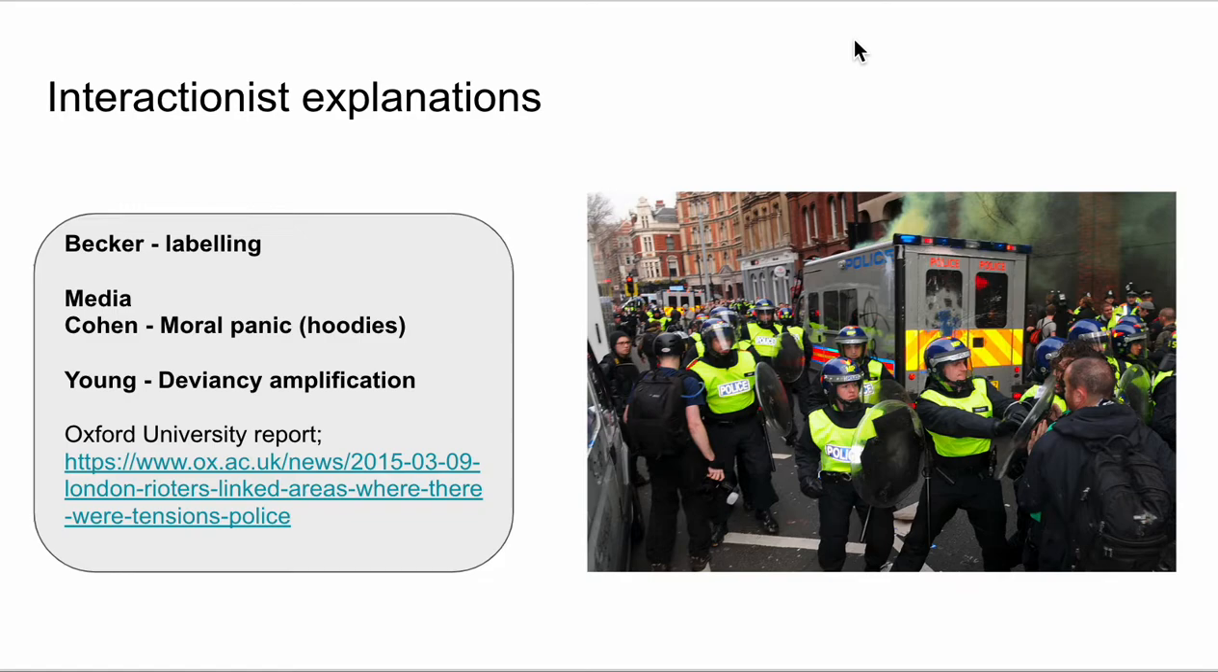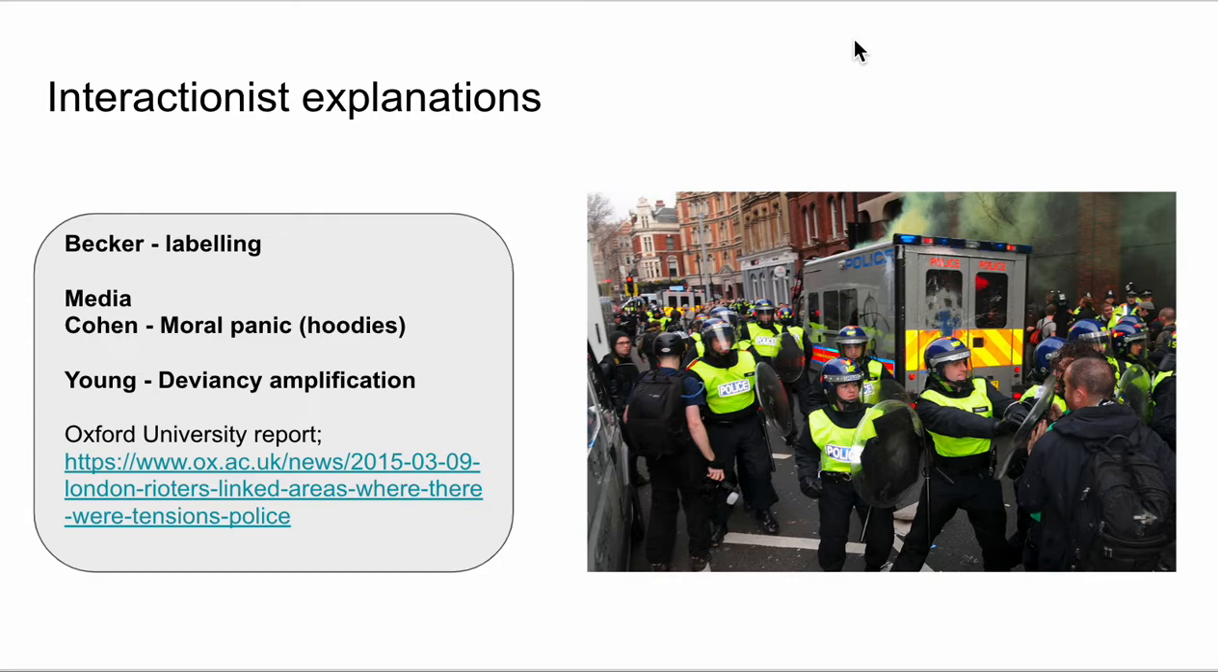So obviously Becker's concept of labelling is useful here, and there's an Oxford University report which found that the majority of the rioters lived in areas where there was an existing tension with the police. That does suggest that perhaps some prior labelling had gone on, that it's a self-fulfilling prophecy, perhaps. The rioters got involved because they think, well, the police don't like us anyway, we don't like them, we might as well break the law.